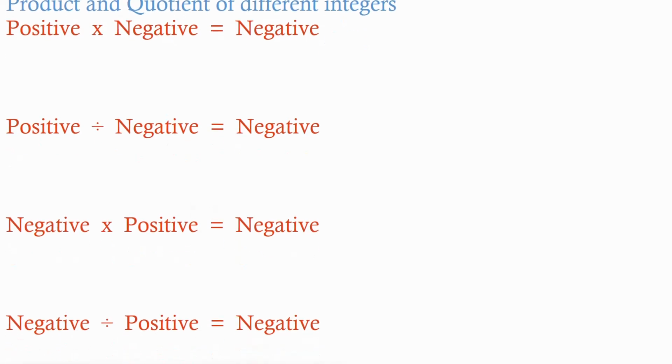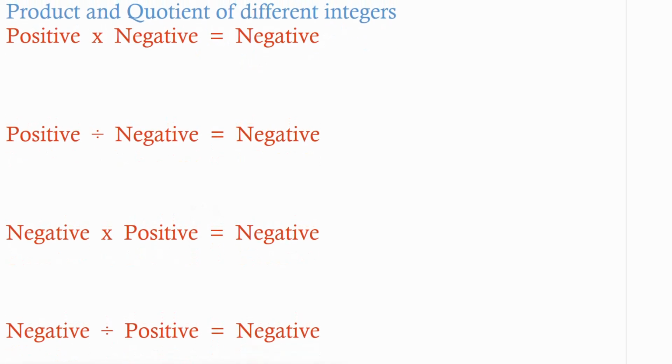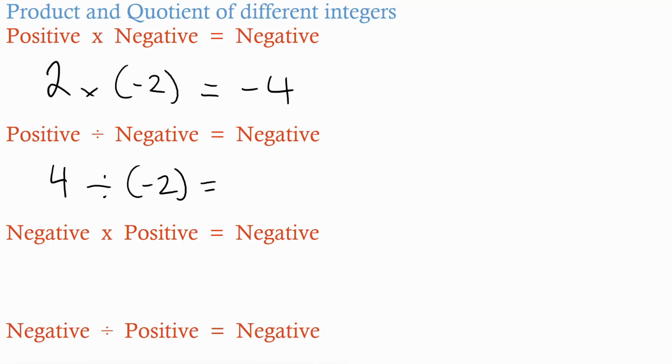Now what happens when we're multiplying and dividing with different signed integers? Positives and negatives now. So positive times a negative is a negative. For example, if I had 2 times negative 2, gets me an answer of negative 4. Same with division. If I had 4 divided by negative 2, my answer's negative 2. Signs are different, so I'm getting negative answers.